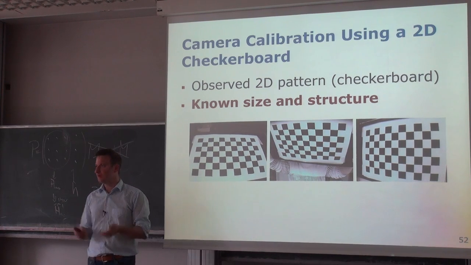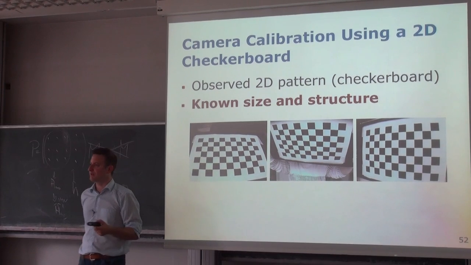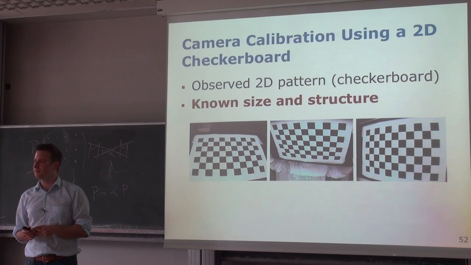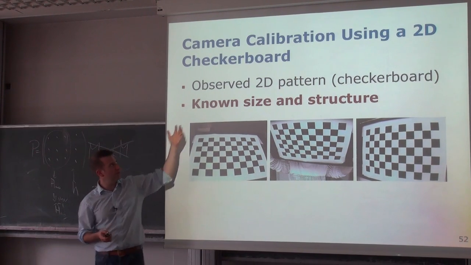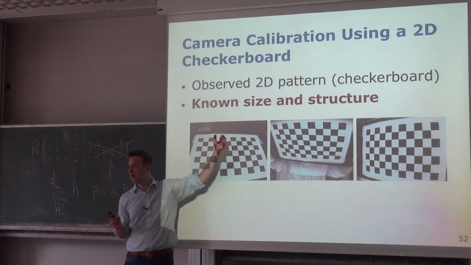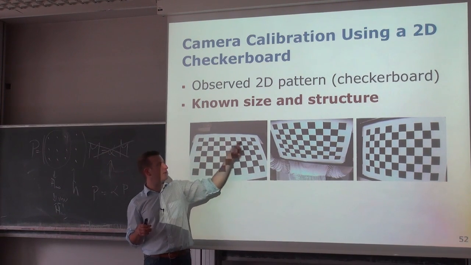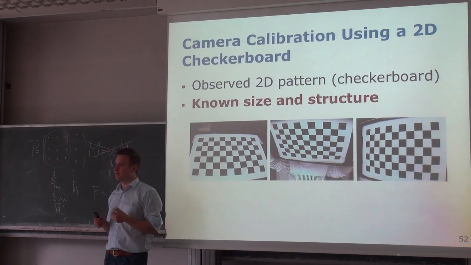So it's just a 2D pattern, could also be a different pattern, but often one uses such checkerboard patterns because they're really easy to use. But the key thing is we have a known 2D structure, a 2D pattern, and we know its size and its structure. And we can identify points on this plane, and then we know where those points on the plane are in reality.